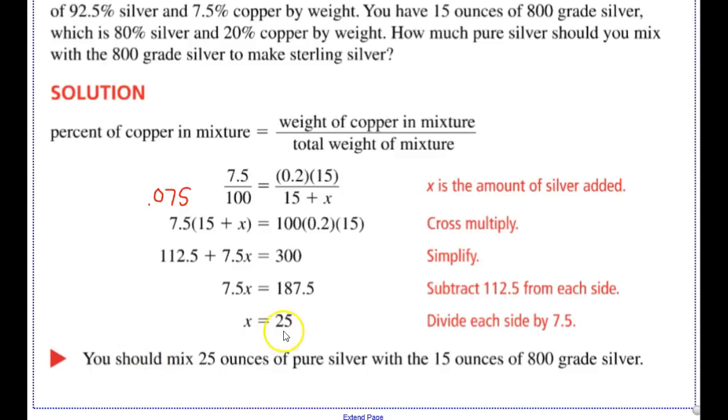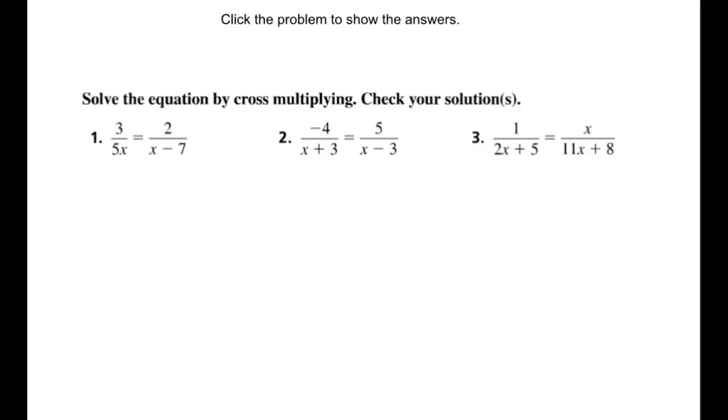So it means I should mix 25 ounces of pure silver with my 15 ounces of 800 grade silver. Right? So I've used my problem to explain what my answer means, and I always want to do that. So here are some that you can practice.